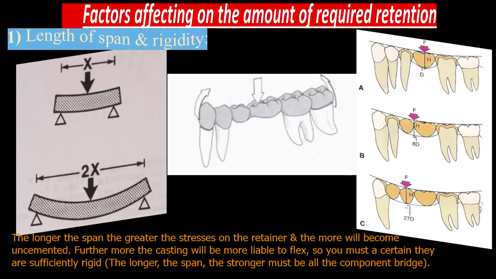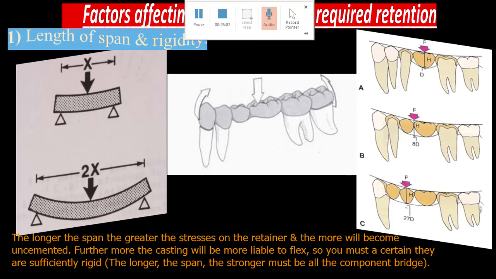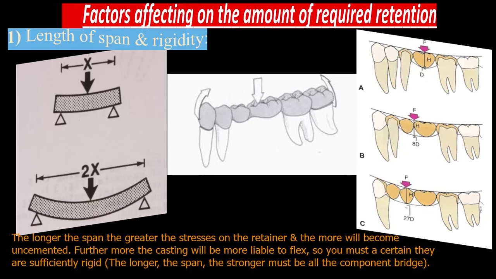cement. Factors that affect retention: amount of retention, length of the span, and rigidity. Of course we explained these previously and maybe everyone remembers them. Whatever the span of the bridge, the longer the span, the more stress there will be and more torque on the abutment tooth.